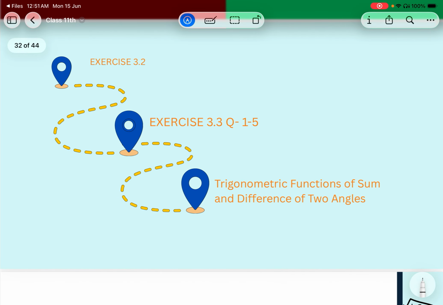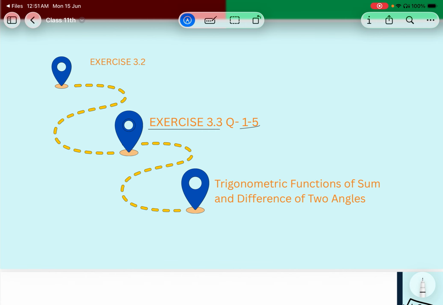So, in the last video, we solved exercise 3.3, the last exercise in this chapter, and we solved questions 1 to 5. Okay, so onward to question number 6.